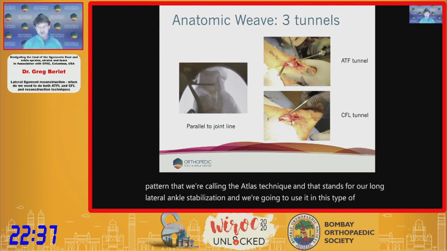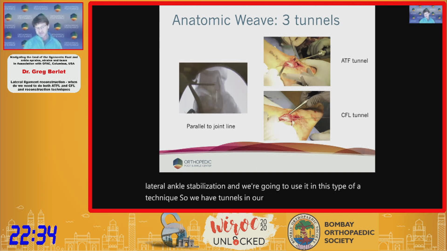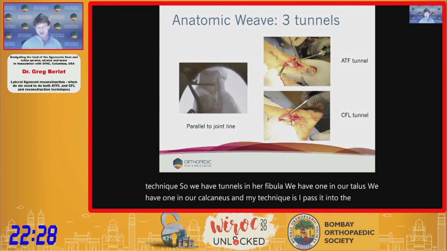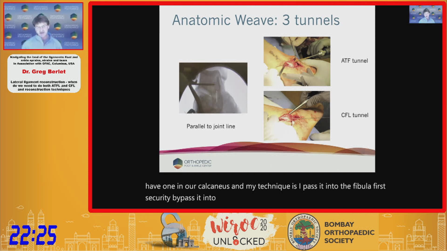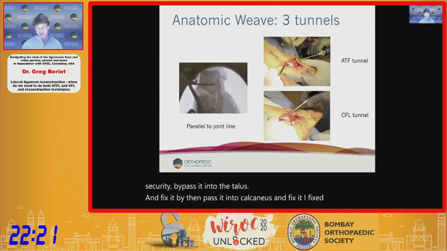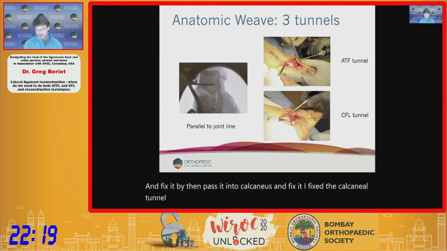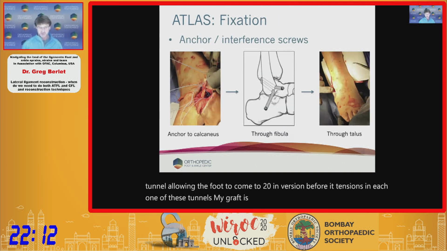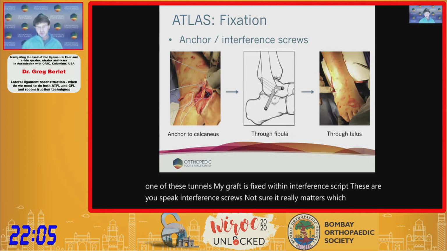So we have tunnels in our fibula, we have one in our talus, we have one in our calcaneus. And my technique is I pass it into the fibula first, secure it, I pass it into the talus and fix it. I then pass it into calcaneus and fix it. I fix the calcaneal tunnel, allowing the foot to come to 20% inversion before it tensions. And each one of these tunnels, my graft is fixed with an interference screw. I use PEEK interference screws. I'm not sure it really matters which interference screw that you use.